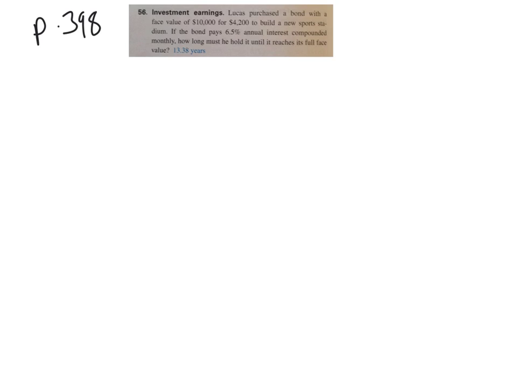Okay, so another compound interest problem. This is page 398, number 56. Lucas purchased a bond with the face value of $10,000 for $4,200 to build a new sports stadium. If the bond pays 6.5% annual interest compounded monthly, how long must he hold it until it reaches full face value? You have to look in this problem until it says compounded monthly. That gives you a big hint as to what formula you're going to use, right? So obviously we are going to use our future value of compound interest.